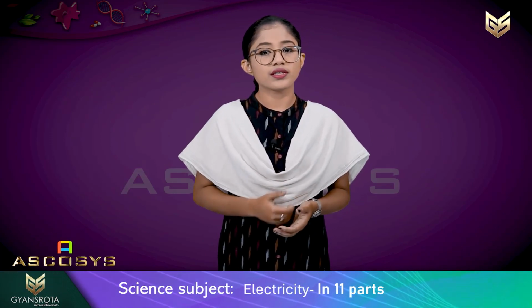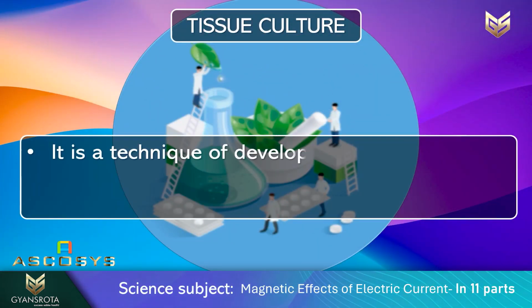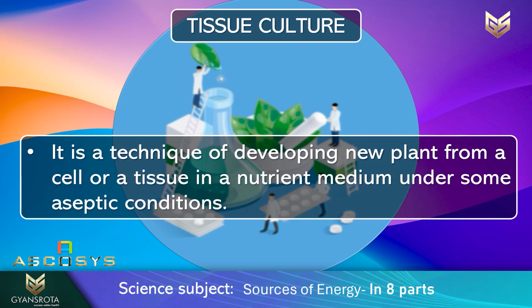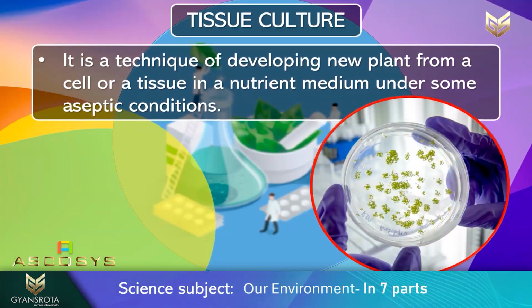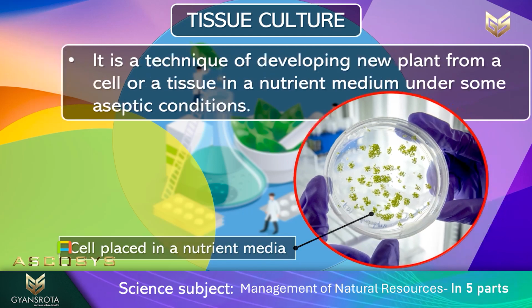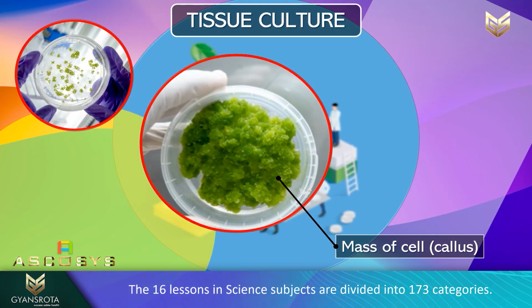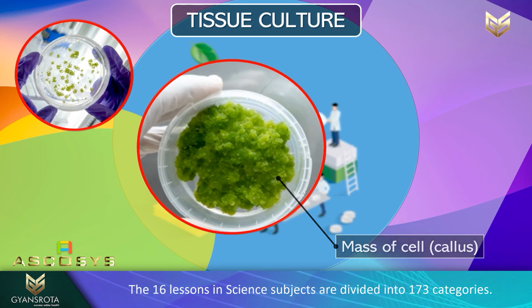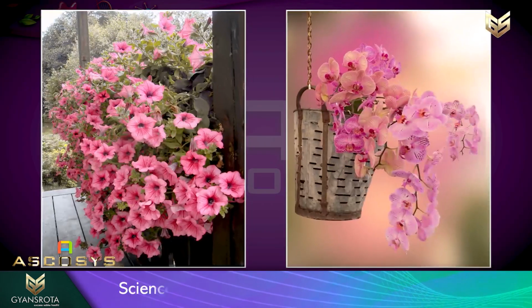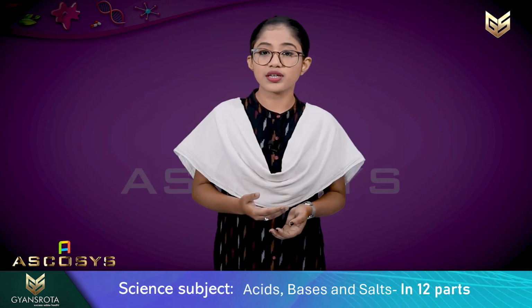Now what about the tissue culture method? Well, tissue culture is the technique of developing new plants from a cell or tissue in a nutrient medium under aseptic conditions. The cells or tissues are placed in a nutrient medium where they form a mass of cells called the callus, and this callus is then transferred to another nutrient medium where it differentiates and forms a new plant. For example, ornamental plants and orchids are developed by the tissue culture method.